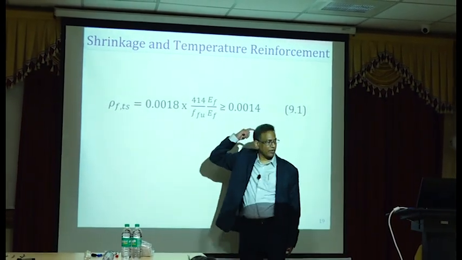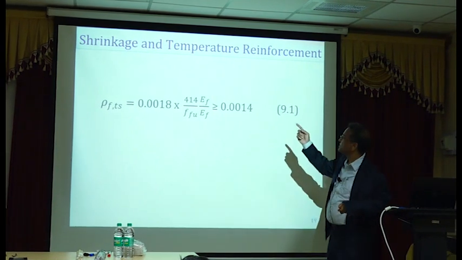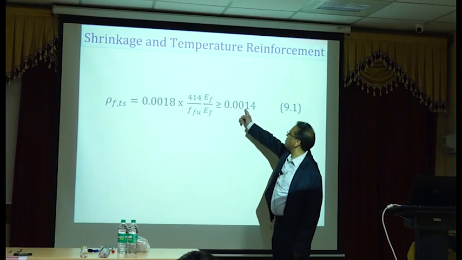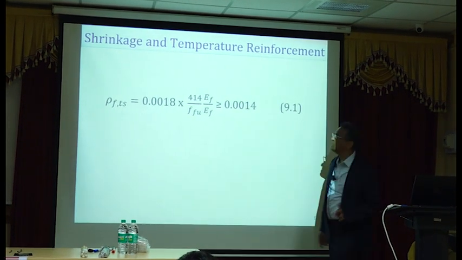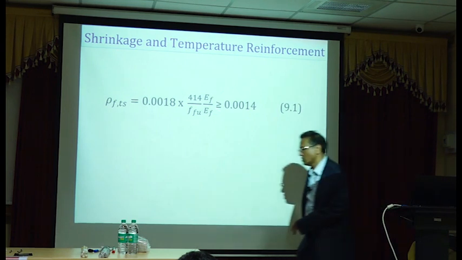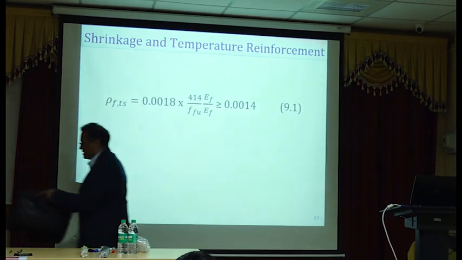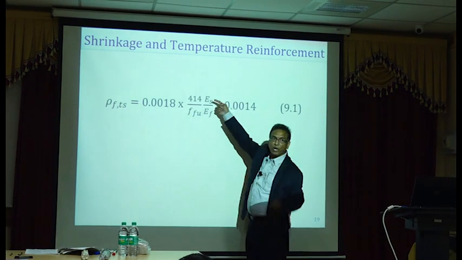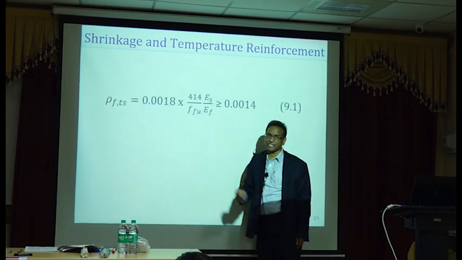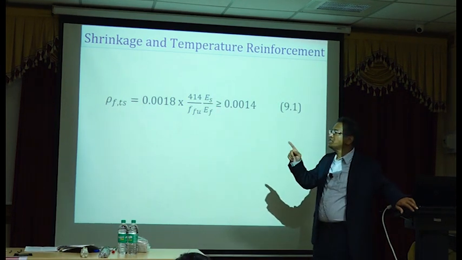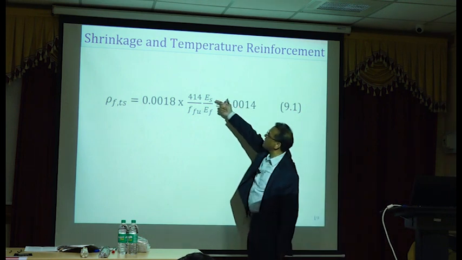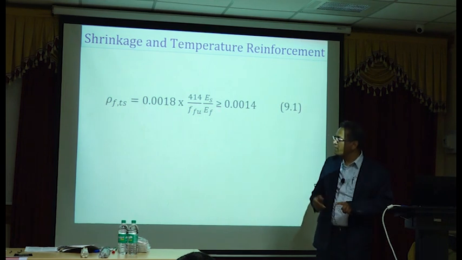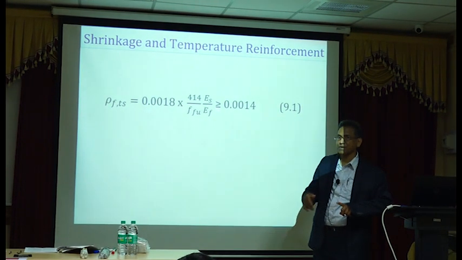There is a mistake here. I will correct it later. That should be E_s over E_f, and it should not be less than 0.0014. Let me correct it right now. I'm sorry, give me a minute, please. So that's the correct one. In your handouts I have E_f, but that should be E_s, S for steel. That's 200 GPa, so use 200 GPa for E_s. With that, we have finished one section for this session.